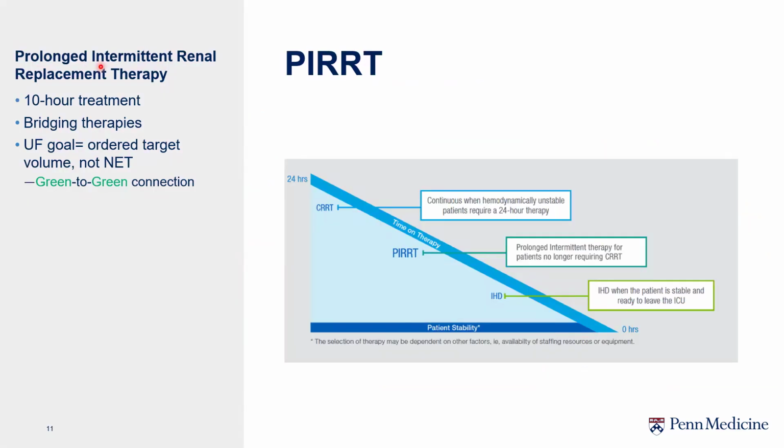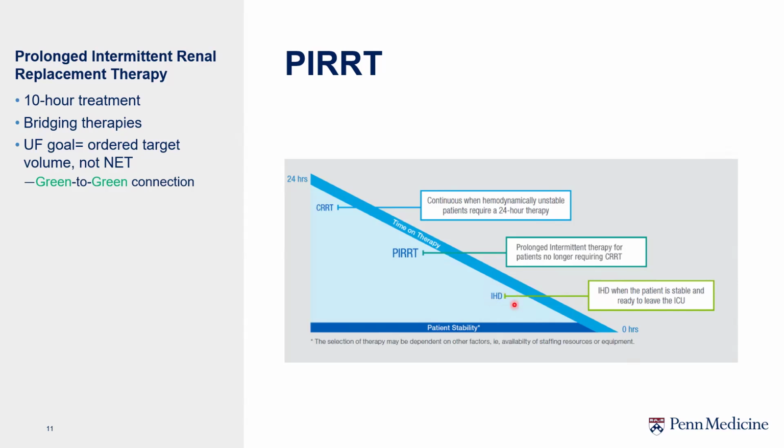Another mode is PIRRT, and this is just prolonged intermittent renal replacement therapy. So what does this mean? If you look at this picture here, and I always like this picture because you could see this timeline of 0 hours to 24 hours. Well, let's think we're putting a patient on IHD. Your dialysis nurses come in, they do the 2 to 4 hour treatment because the patient is stable enough hemodynamically to have that fluid removed in 2 to 4 hours.